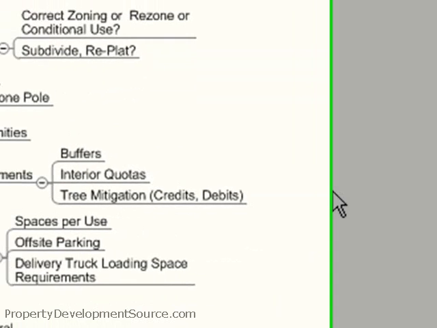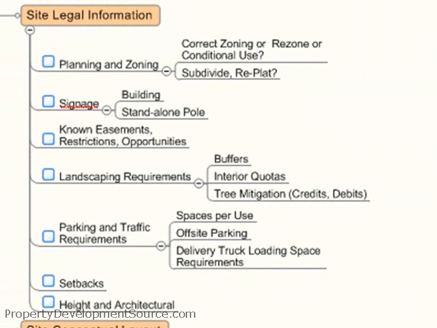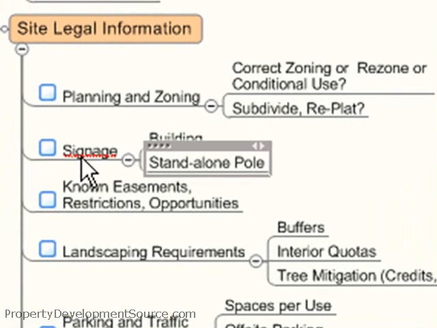These are the guidelines and codes that you have to meet when you're developing a property. So you're going to want to know what the zoning is, what the land use is. You're also going to want to look at signage. Even if it's a residential development, you're going to want to know what the signage issues are for, say, a monument sign for a subdivision and things like that.